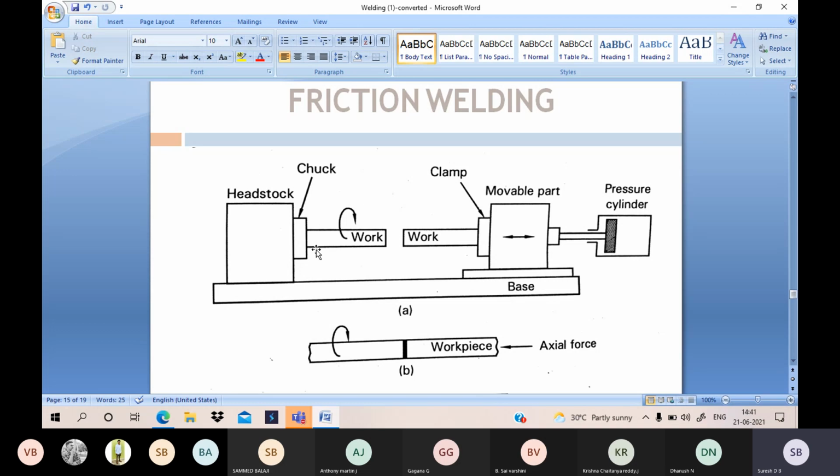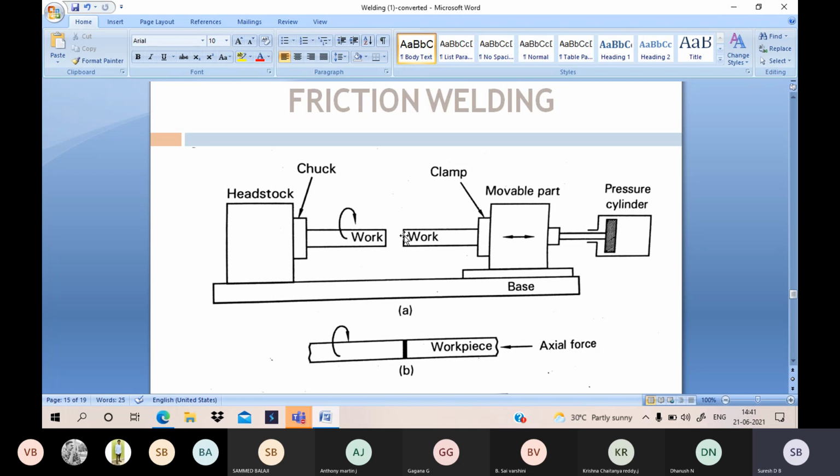Depending upon the diameter, you can open the chuck by using the chuck key. Once the workpiece is inserted inside the chuck, you can tighten the chuck using the chuck key, so it is rigidly fixed. Here different types of chucks are there, either a 3-jaw chuck or a 4-jaw chuck. The 3-jaw chuck is used for cylindrical components. The 4-jaw chuck is used for rectangular or square components.